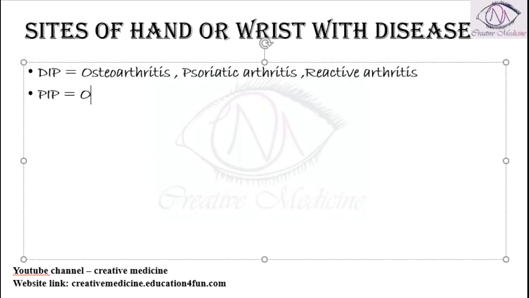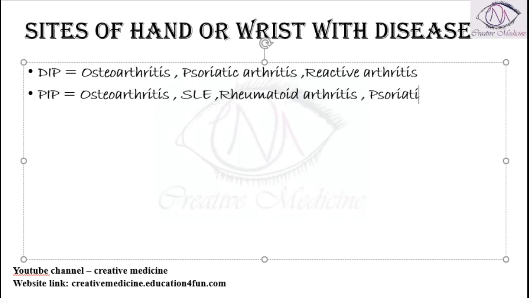The proximal interphalangeal joint is involved in osteoarthritis, systemic lupus erythematosus, and rheumatoid arthritis. It is also involved in psoriatic arthritis. Okay, that is the proximal interphalangeal joint. Metacarpophalangeal joint, this is involved in rheumatoid arthritis.